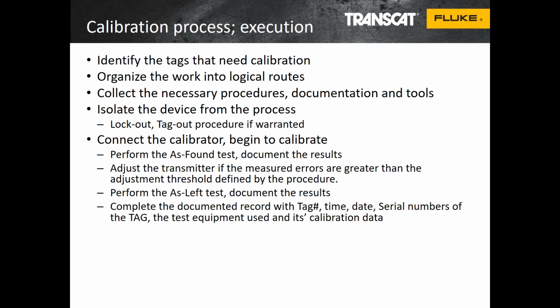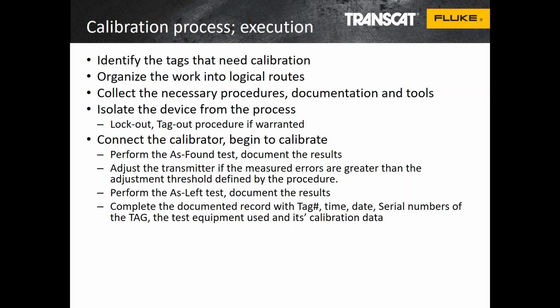Then, once at the device to test, isolate the device from the process, lock out, tag out if warranted for a particular device for safety or for process safety. Then, once the device is isolated, perhaps if it's a pressure device, the reservoir needs to be drained and fluids removed. Connect the calibrator, perform the as-found test, and document the results.